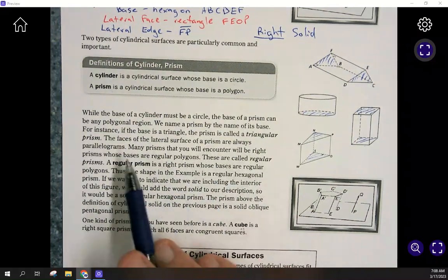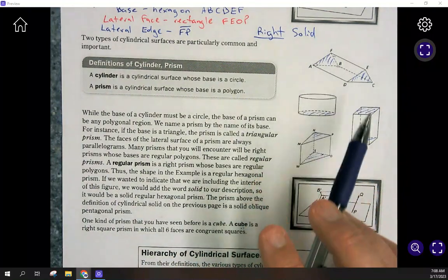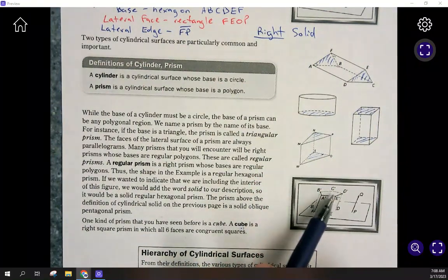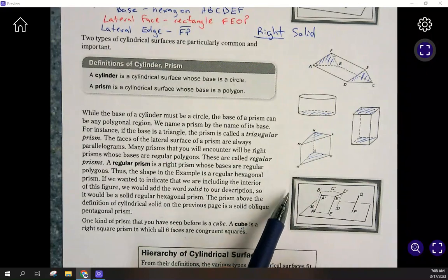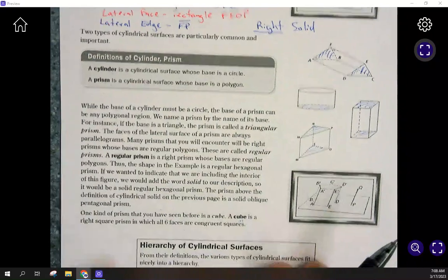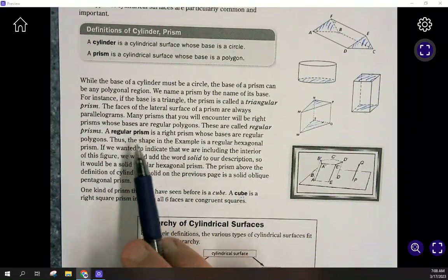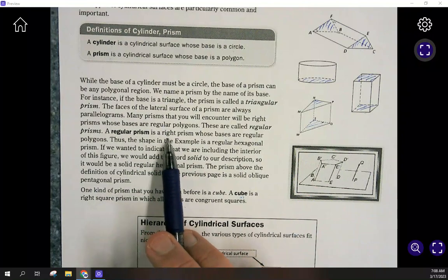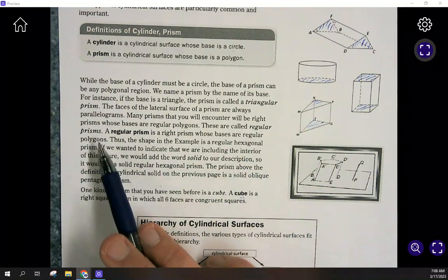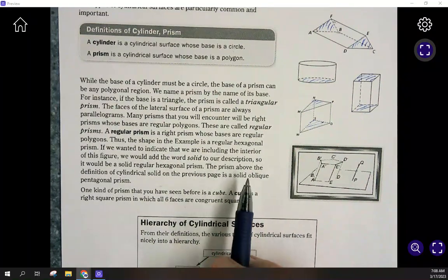Many prisms you'll encounter will be right prisms whose bases are regular polygons, so not this one, but if it's a square it is, or if it's a regular pentagon, regular hexagon. These are called regular prisms, so we can define the entire three-dimensional shape as regular if the bases are regular shapes. A regular prism is a right prism whose bases are regular polygons, so they're going to be connected straight up and down.